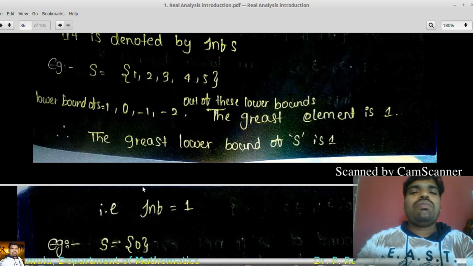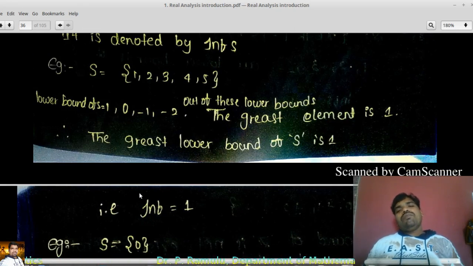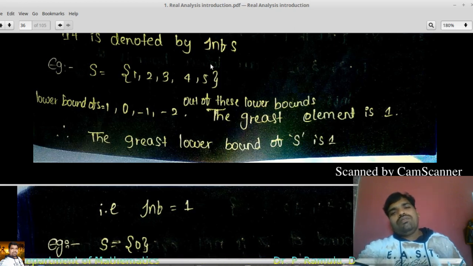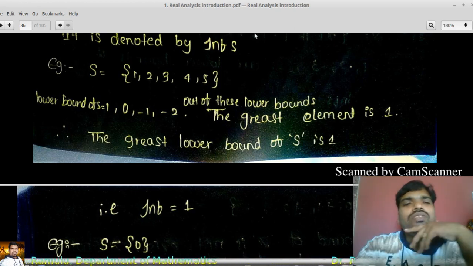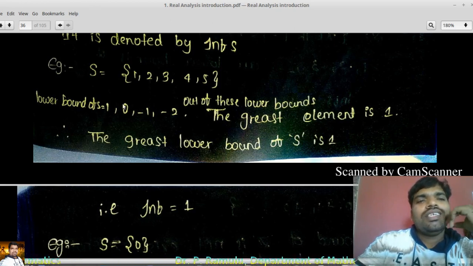Okay, example. We just now discussed supremum for this S, so here I am going to discuss infimum of S. S is equal to {1, 2, 3, 4, 5}. If you understand this set, you will understand all other sets also. Here I am going to discuss S equal to {1, 2, 3, 4, 5}.